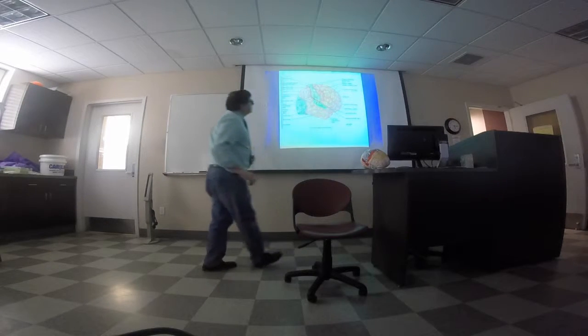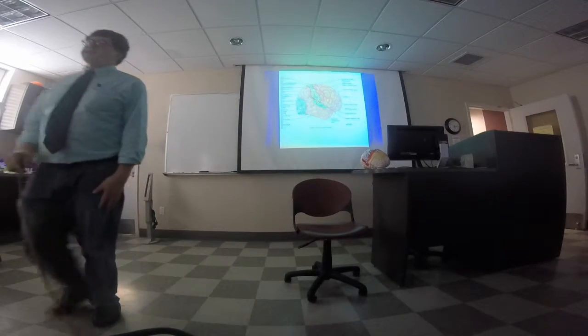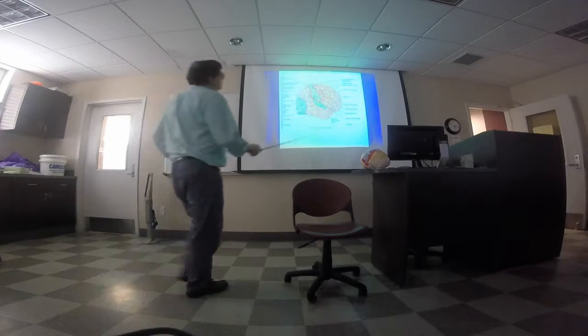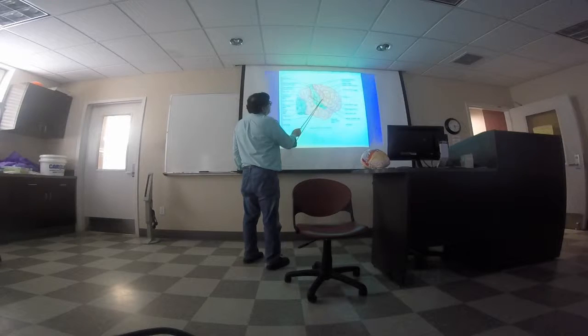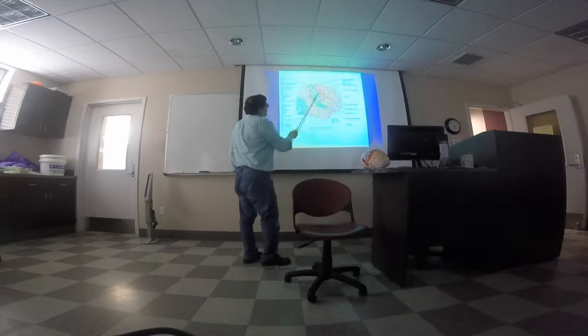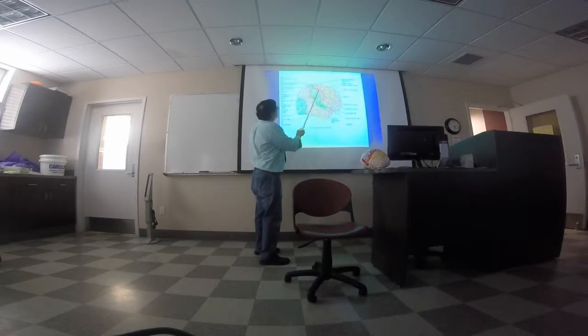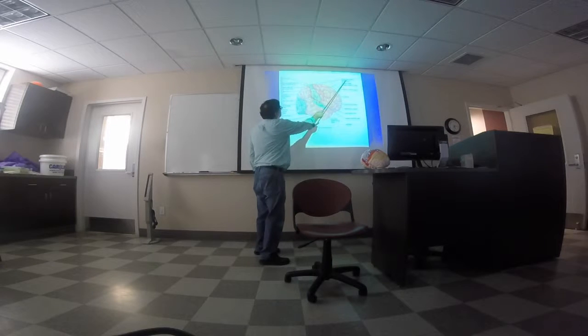But first, let's look at this color-coded brain here. On a color-coded brain, this region in red is the precentral gyrus. This is the central sulcus. The precentral gyrus houses the primary motor cortex. See? Primary motor area.